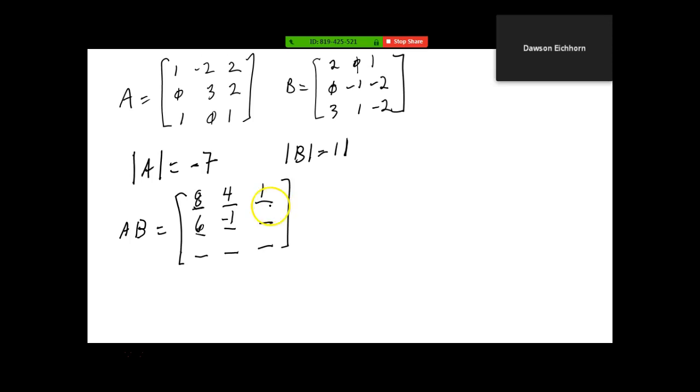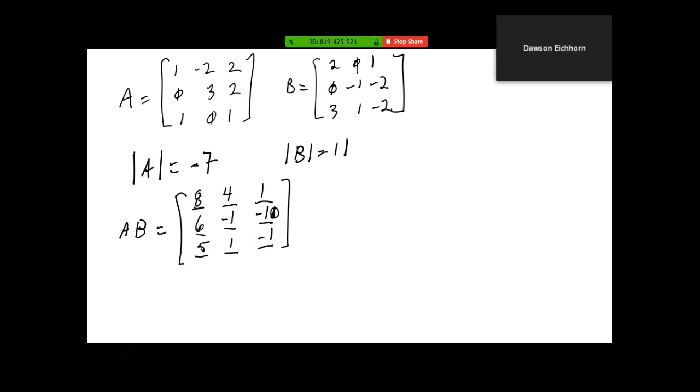-10. Perfect. Or at least that's what I got. My pen is not writing well. That is a 10. Okay, it's an ugly 10, but it's a 10. The 3, 1 entry. Third row, first column. 5. 2, 2 entry. 1. And 3, 3 entry. -1. Okay, let's see how the book did. Looks like they got it right. Good for them.